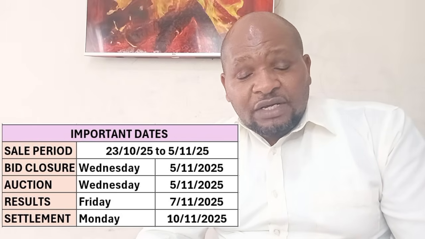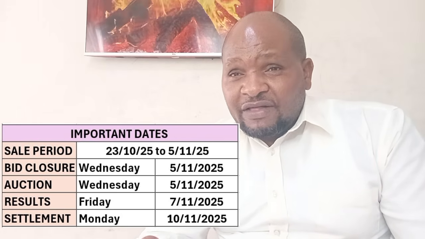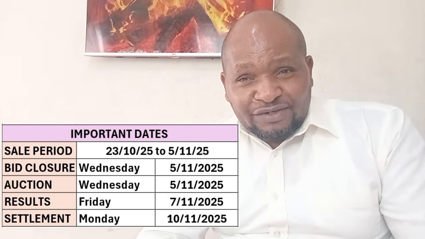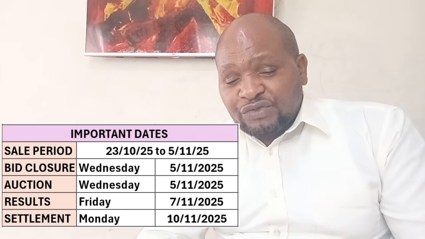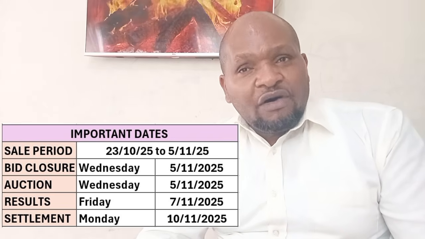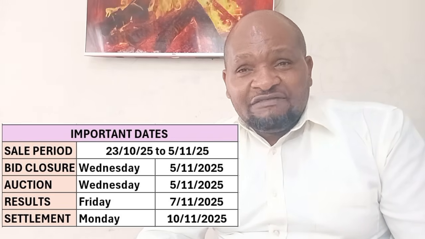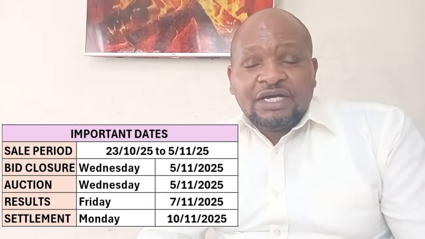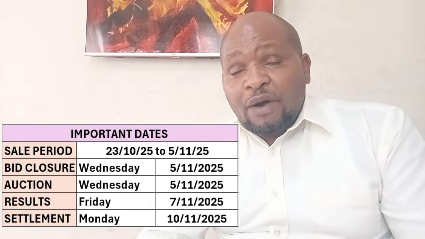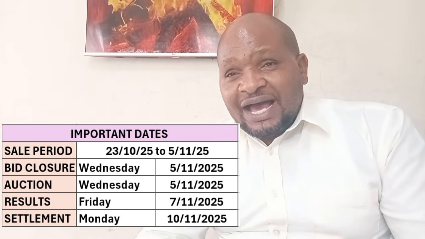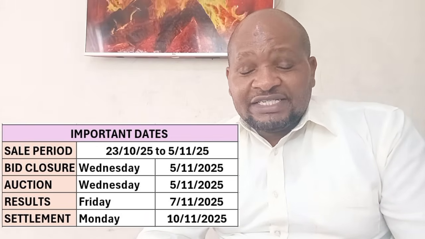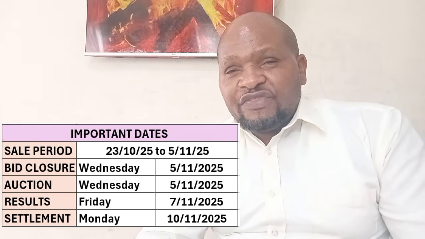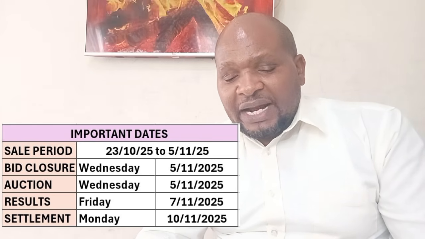The results are collected from the closure of the auction, which is on 5th all the way to 7th November 2025, which will always be on a Friday. Then you are given that period after you have received your payment details, the payment key, and the cash value to pay. You are supposed to ensure that you pay or RTGS that payment on or before the settlement day, that is on Monday, 10th November 2025.